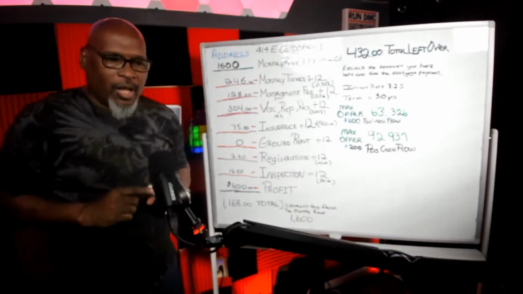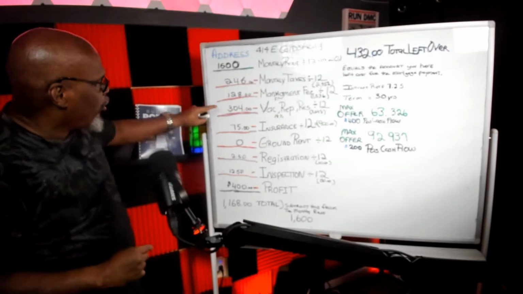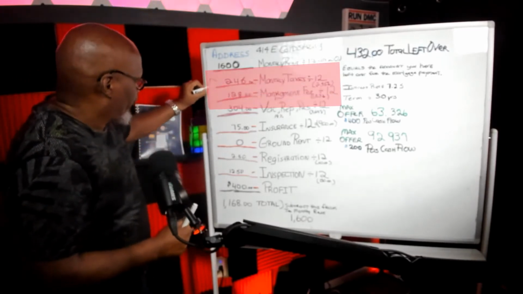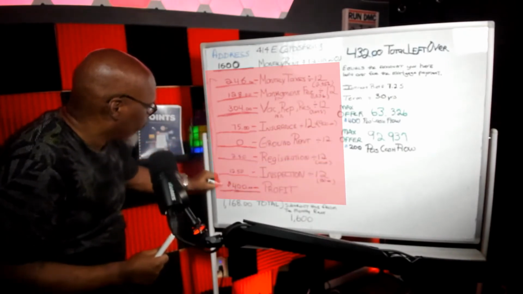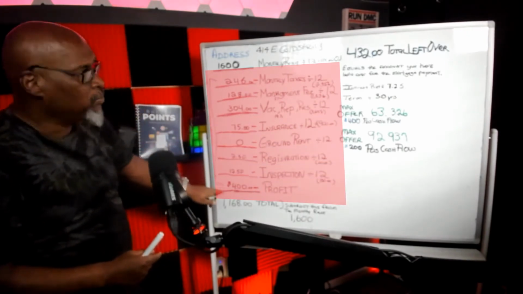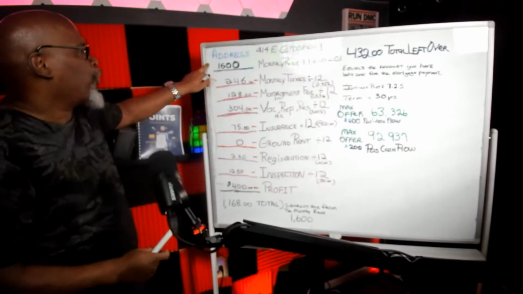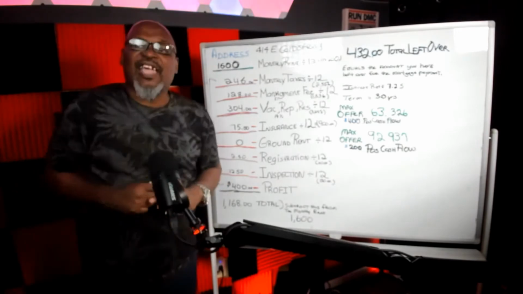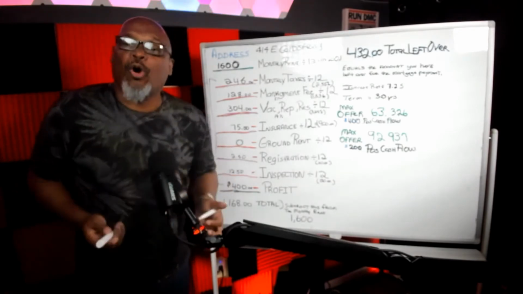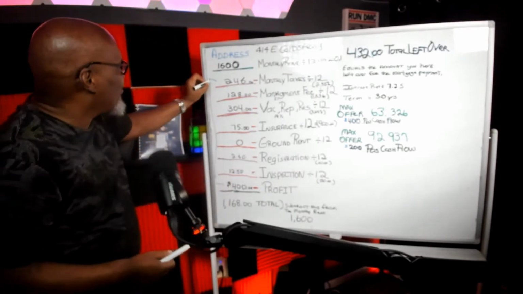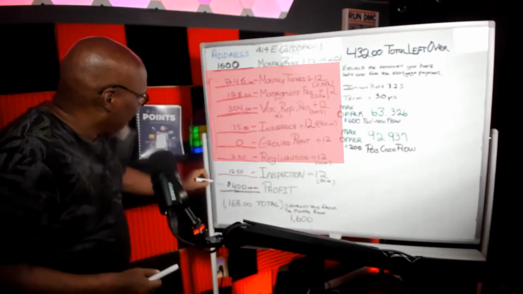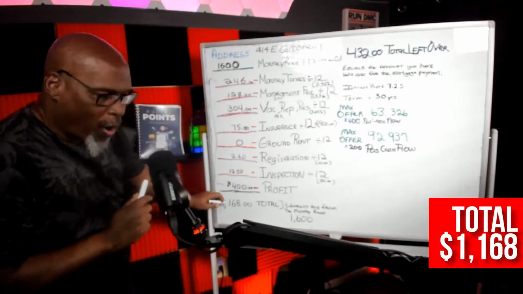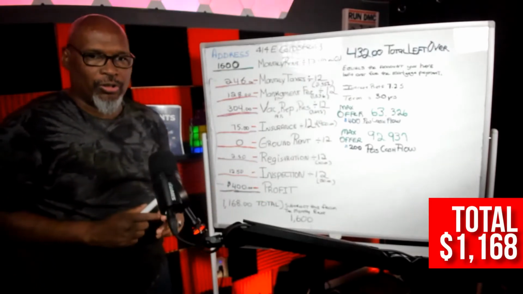Next step, you're going to subtract all of your expenses from here to here, and you're subtracting that from the rental amount. So if the rental amount is $1,600 minus all these expenses, next, step 1, you have to add up all of your expenses. All of your expenses start from here to here. That adds up to $1,168.